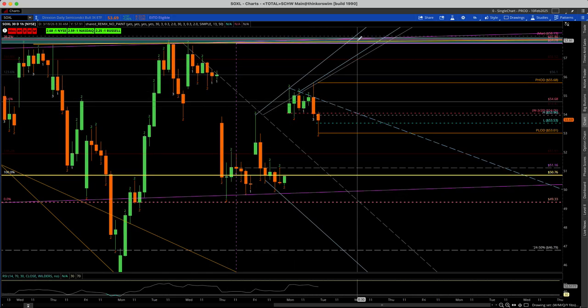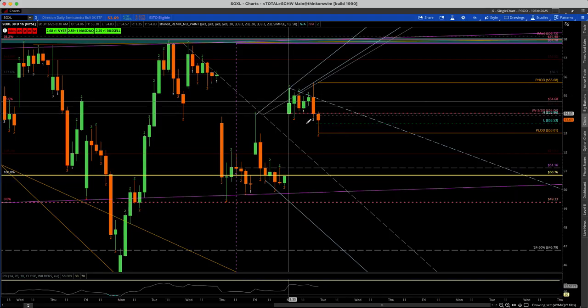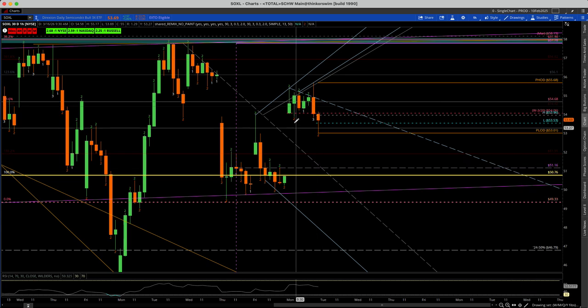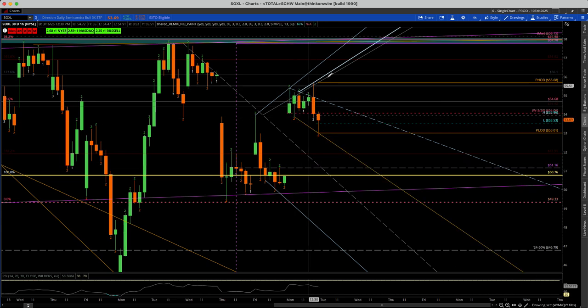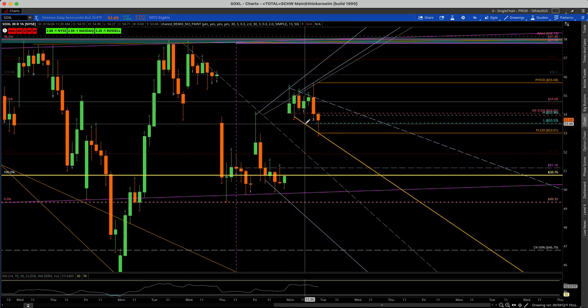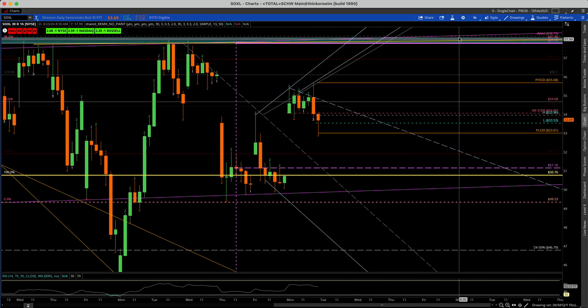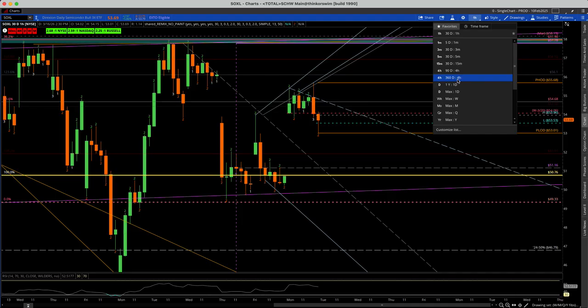So we have this broadening formation that we're in still on the 1 hour, and then even a smaller broadening formation here, right? Broadening formation here, right? So we just got to exercise patience. Again, it's just the name of the game right now. I wish I could say more, but there's not really much more to say.